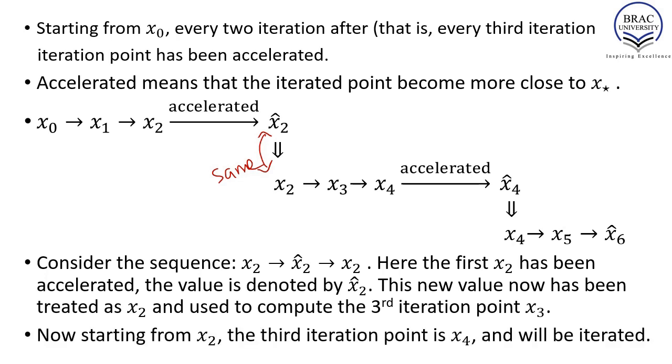So now starting from x0, we get x2 after the third iteration, and then from there the next third iteration gives you x4, and the next third iteration gives you x6, and so on.